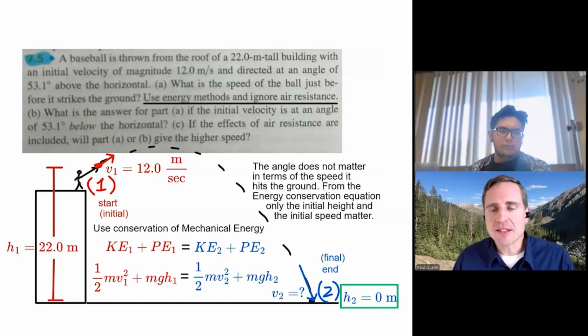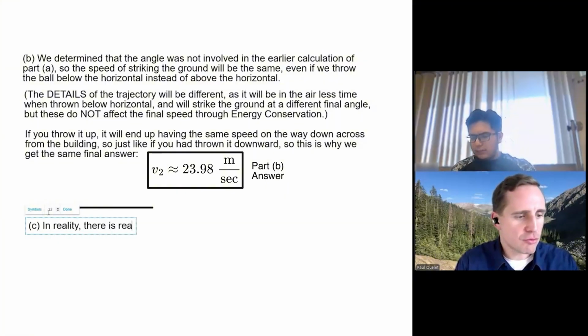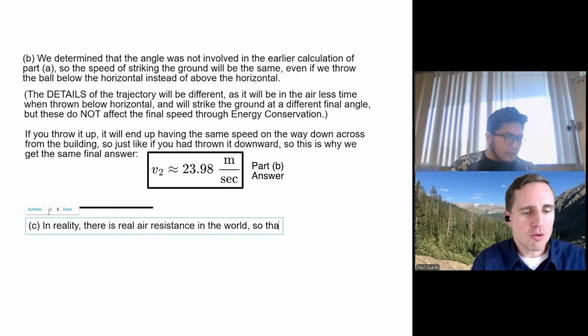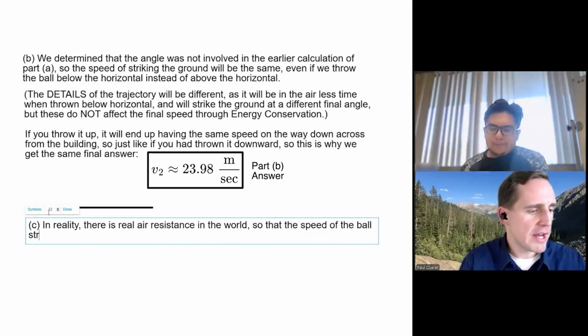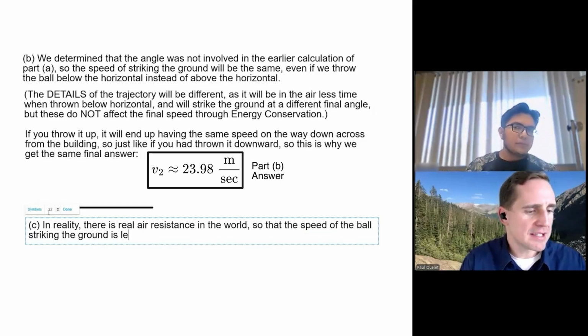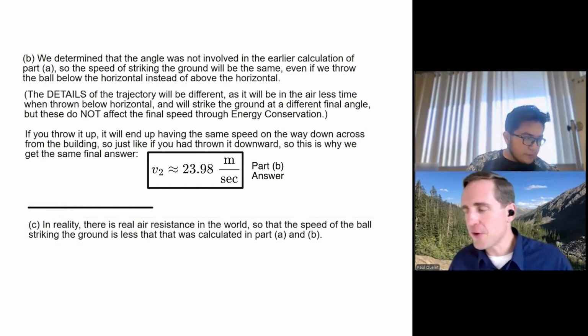So let's first discuss air resistance. Do you expect air resistance to increase, decrease, or keep the speed of the ball the same when it hits the ground? In reality, will air resistance slow things down? Let's say in reality there is real air resistance in the world, so that the speed of the ball striking the ground is less than that calculated in parts A and B. So that's the first thing we want to establish.